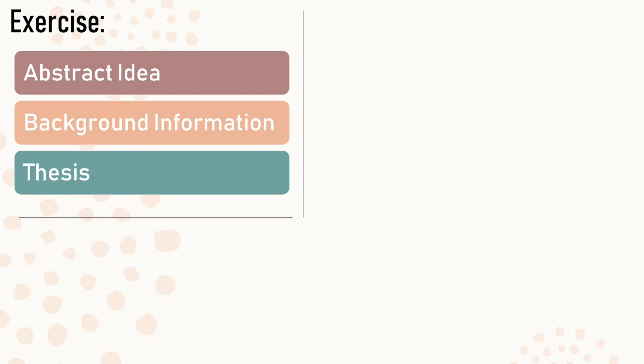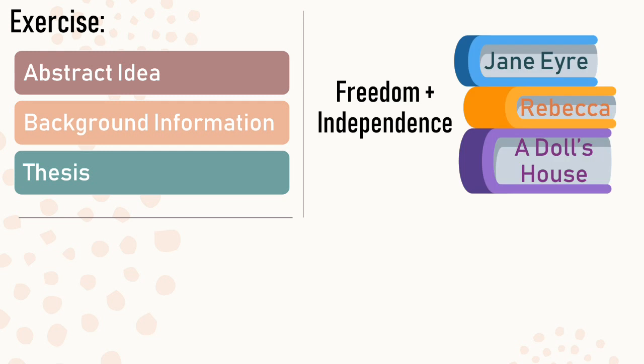Here's a quick exercise for you to practice writing an introduction. Once I give you a specific theme topic, you can find a book or text that conveys that theme and write a few quick bullets explaining what your abstract idea, background information, and thesis would be. The first theme topic is freedom and independence. Some books that include this are Jane Eyre, Rebecca, and A Doll's House.